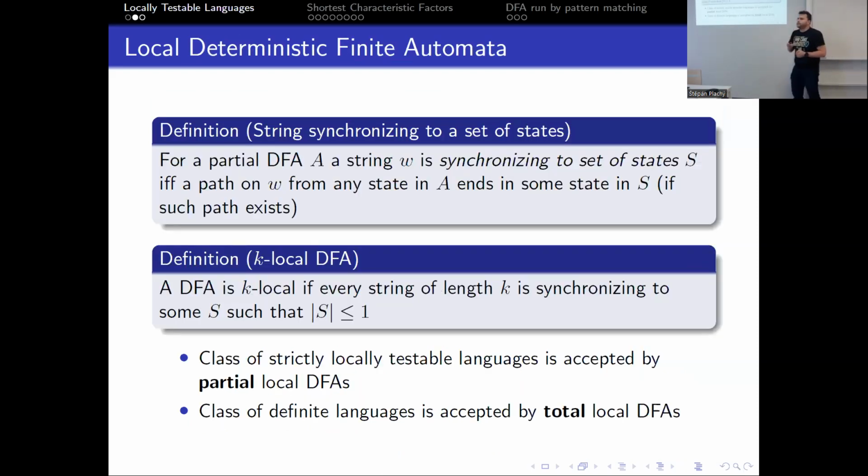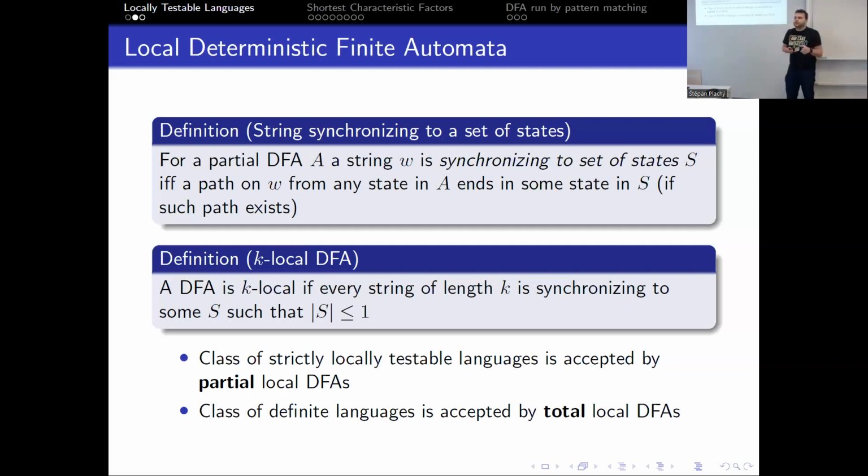Now, the class of automata that can describe and accept these sorts of languages is the so-called local automata. First, they depend on the concept of synchronization. We say a string is synchronizing to a set of states if, within that automaton, I read the string from any possible state, starting in any possible state, and I end somewhere in the set of states that the string is synchronizing to. We will be talking here about partial automata as well, which means that certain transitions might not be present in the automaton.